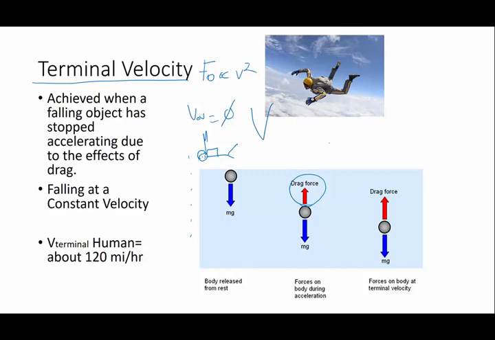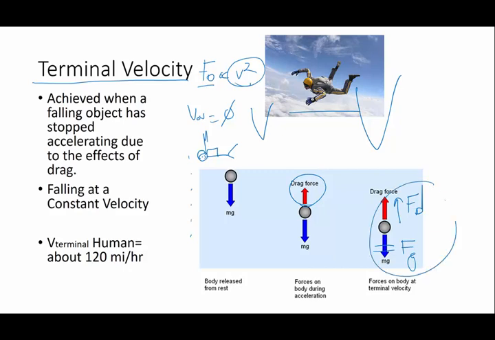Well, as they fall further, their velocity is going to get faster and faster. And because that velocity squared is proportional to drag, if they are allowed to fall far enough and for enough time, they can get to a situation where the force of gravity down will be exactly equal to the force of drag up. Well, what do we call it when we have forces that are equal?